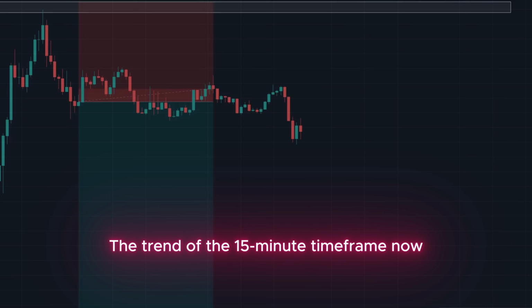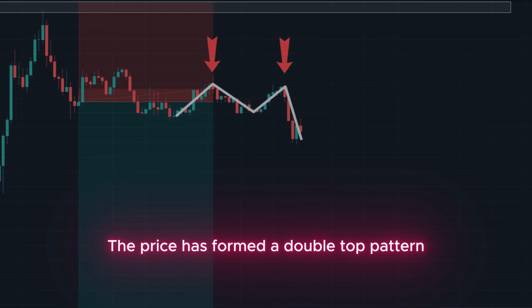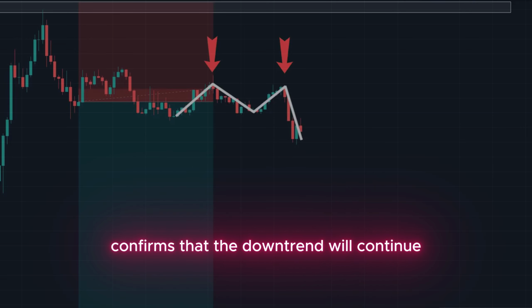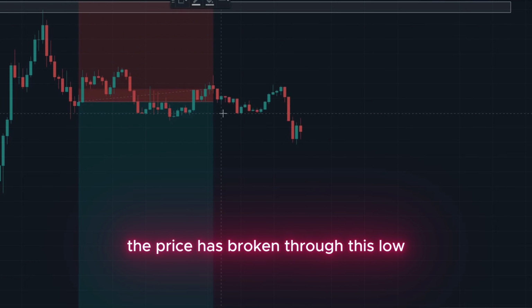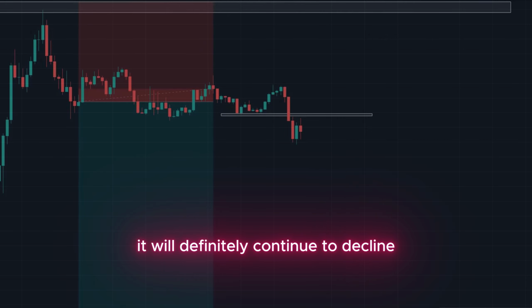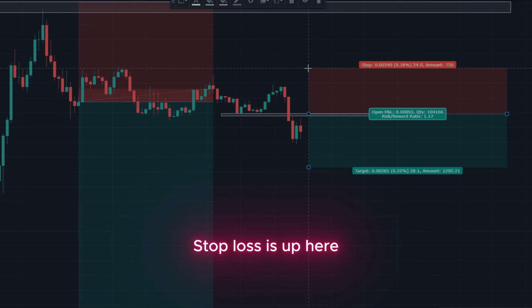The trend of the 15-minute timeframe now is still a downtrend. The price has formed a double top pattern. A double top pattern in a downtrend confirms that the downtrend will continue. Moreover, the price has broken through this low, which proves that it will definitely continue to decline. That's why we can enter a trade. A sell limit in this case, placed right at this low. Stop loss is up here.